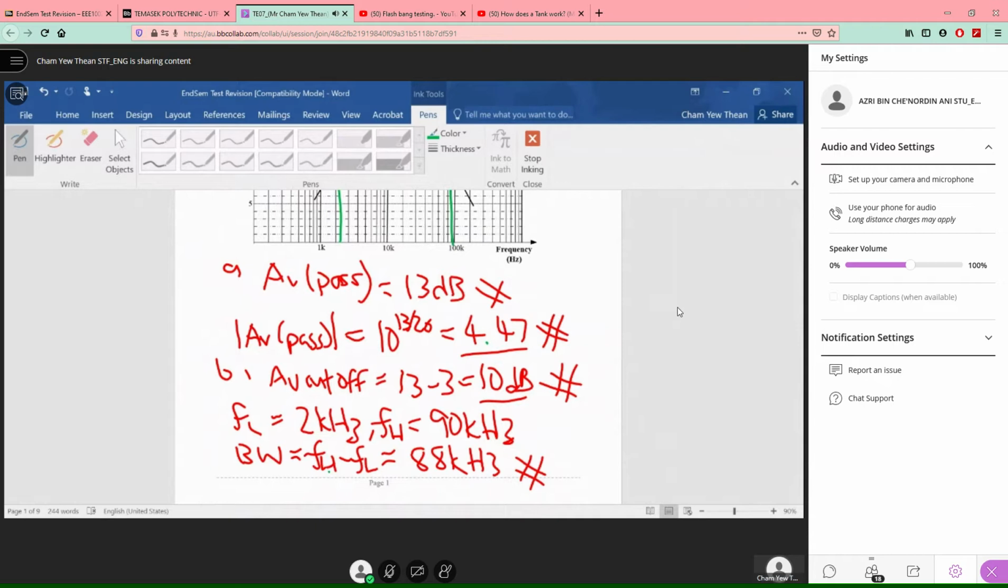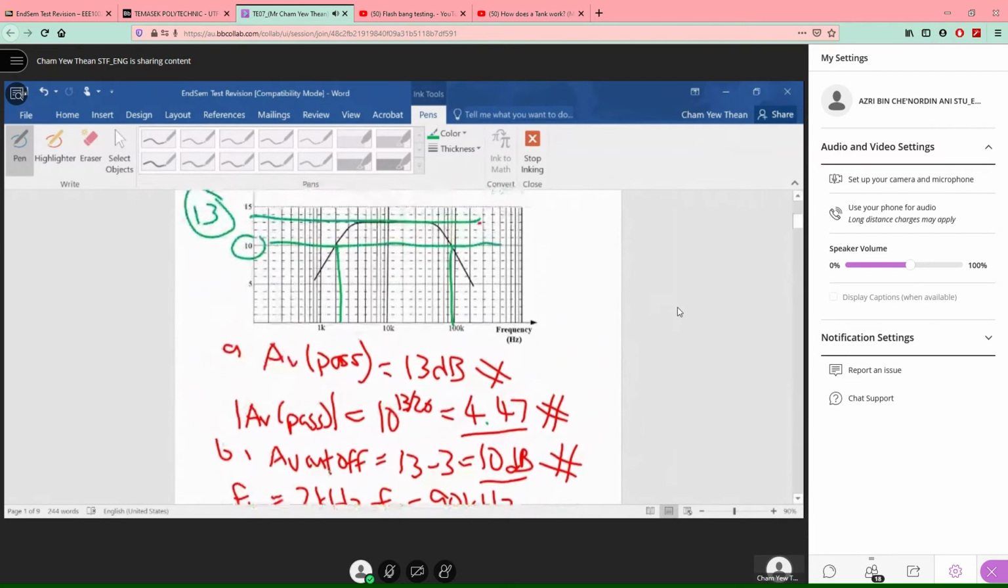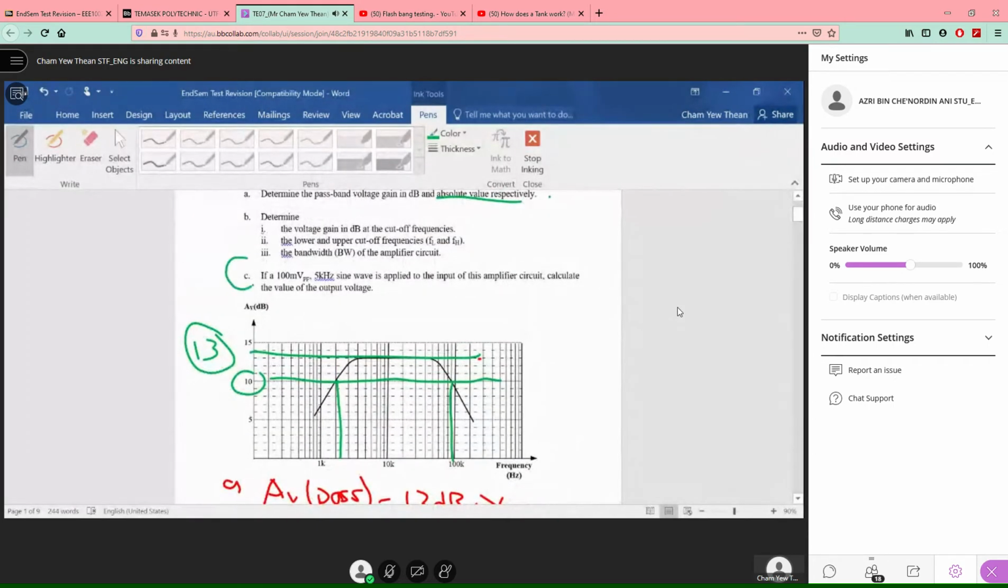Okay, so the first question is covered already. The rest of you, anything you would like to clarify further on question 1, the frequency response curve? Now, not finished yet. Now you are given part C, right? You are given an input signal of 100 millivolt peak to peak at 5 kilohertz. What is the value of the output voltage?